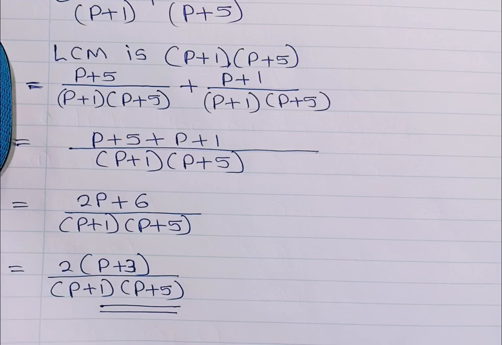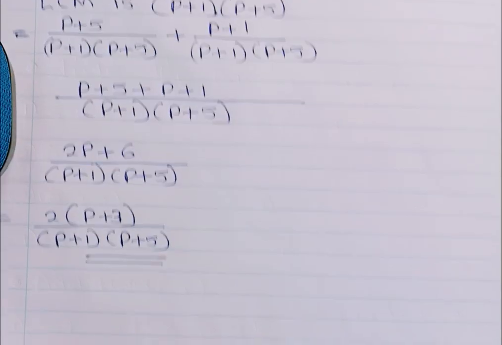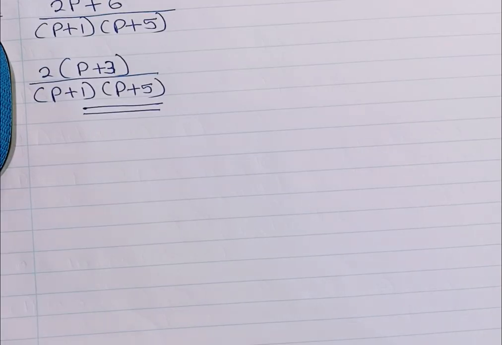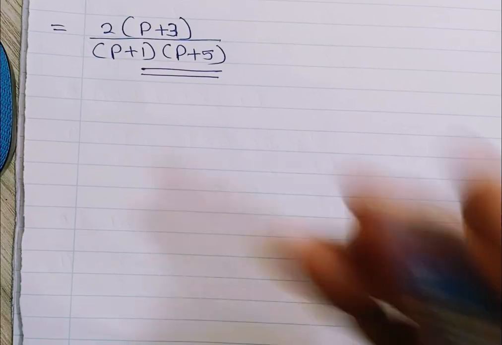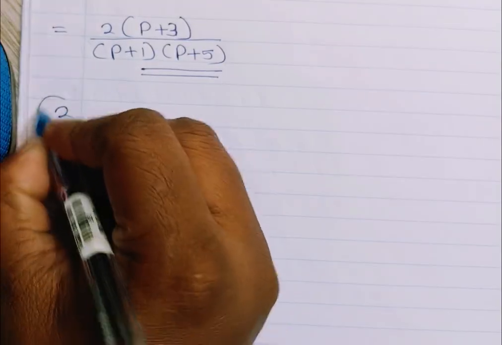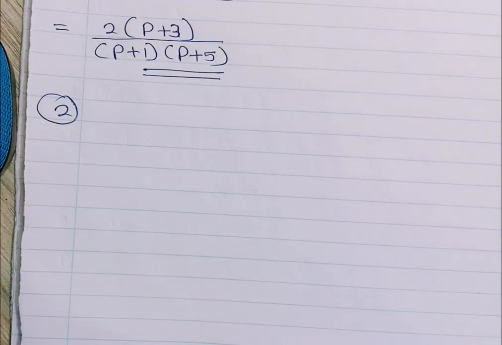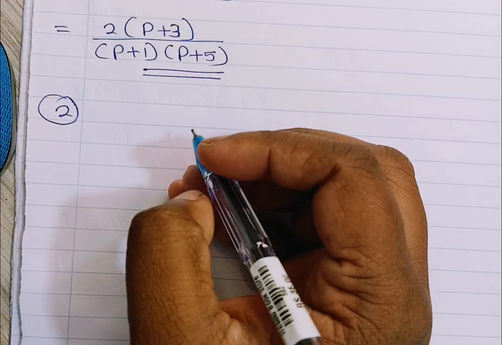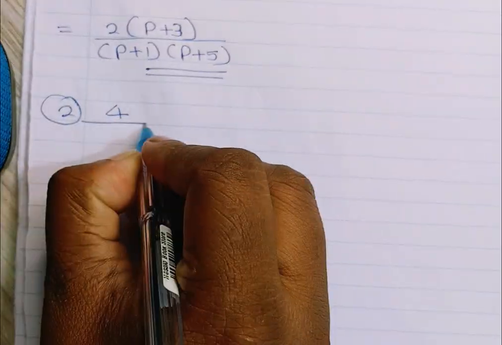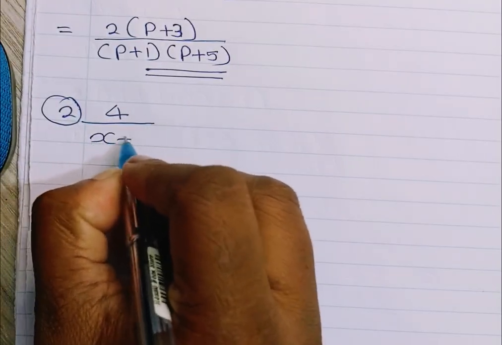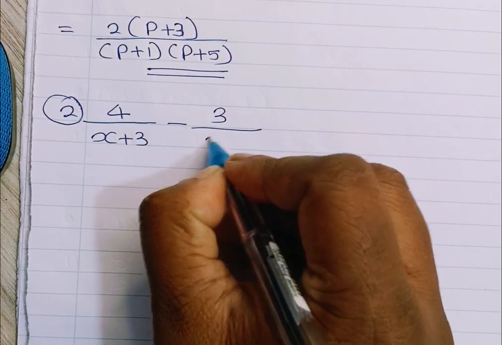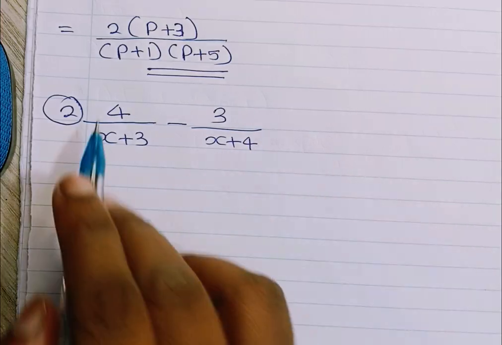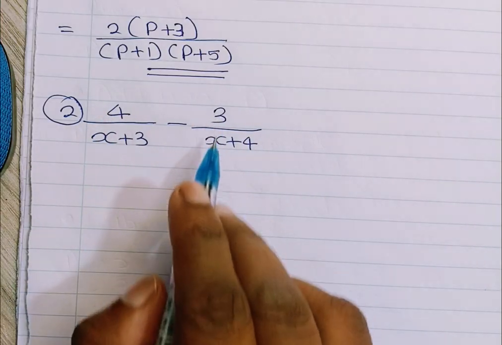Look carefully. So the next example I'm taking like this, right? Okay, so the second one I can get like here, yeah, it is coming like this: 4 over x plus 3 minus 3 over x plus 4, right? So 4 over x plus 3 minus 3 over x plus 4.